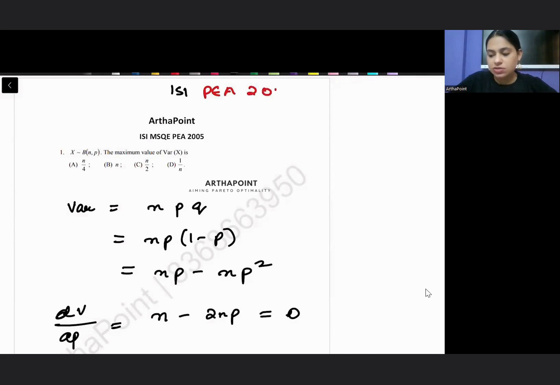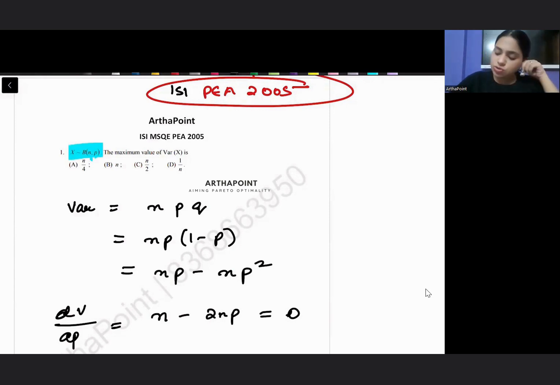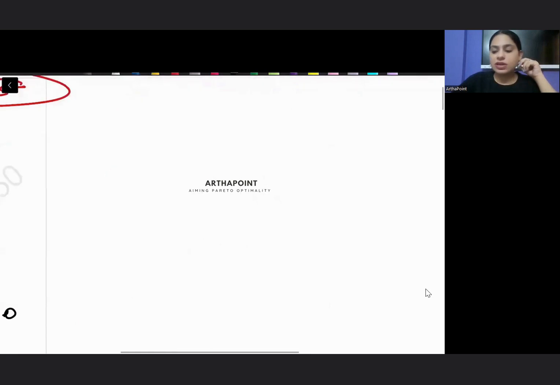ISI PEA 2005 paper now. Okay, look into the first question, beta. It says X is binomially distributed. It's a repeated question. Actually, it came in 2004 also. So X follows a binomial distribution and you need to find the maximum value of the variance.